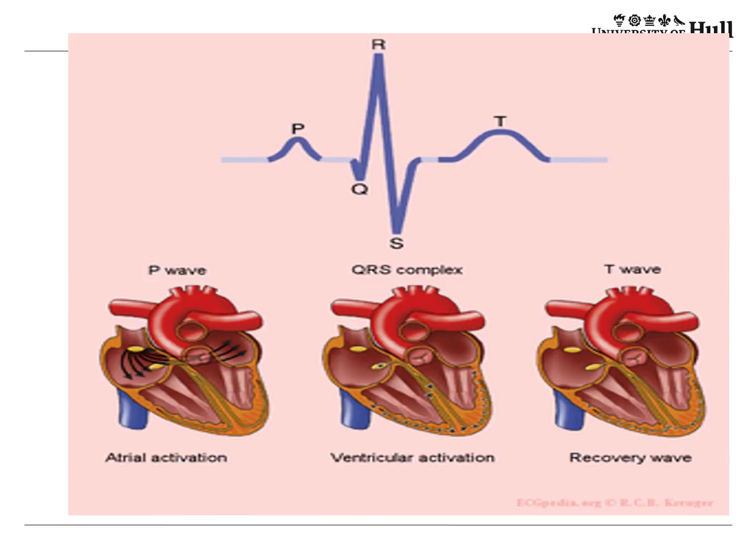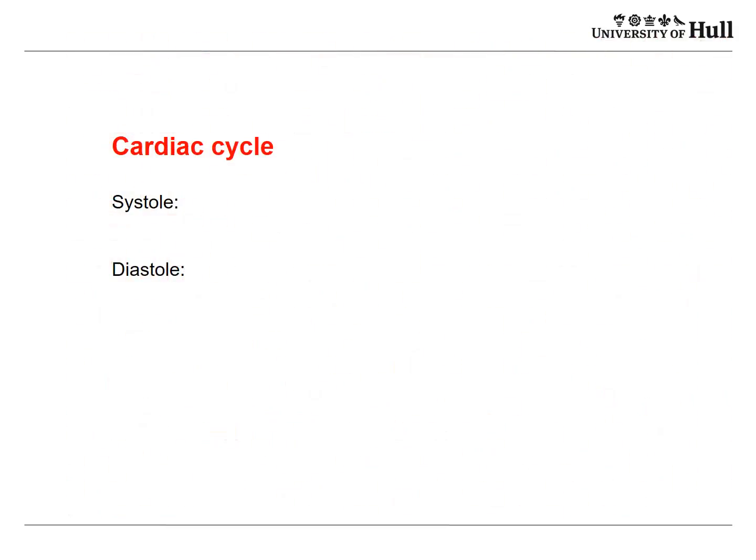The P wave picks up the atrial activation, and the QRS complex, which is the largest one, picks up the ventricular activation, and then the T wave indicates the recovery phase during which the ventricles relax. So that's the electrical activity in the heart.